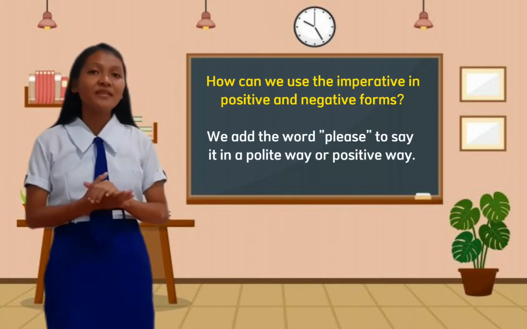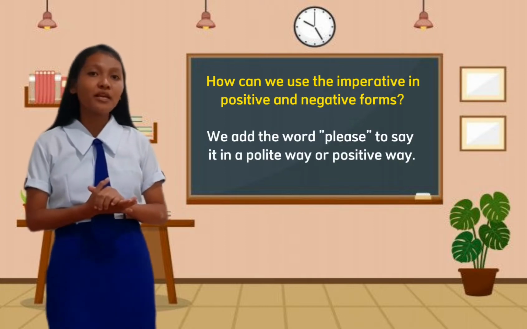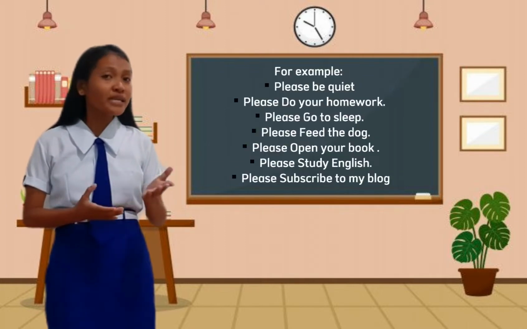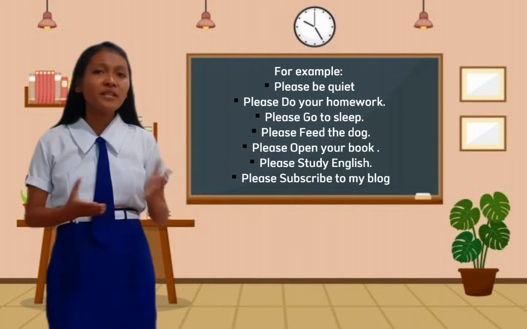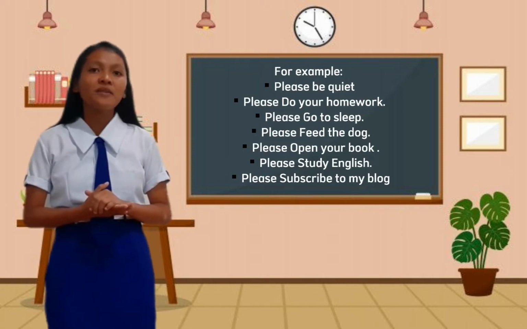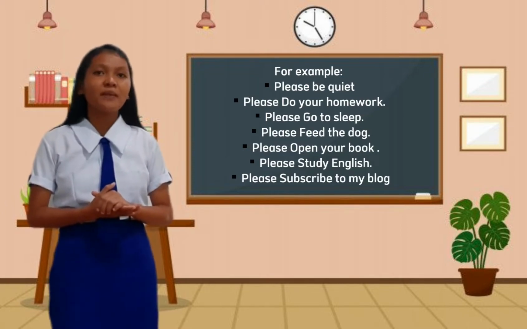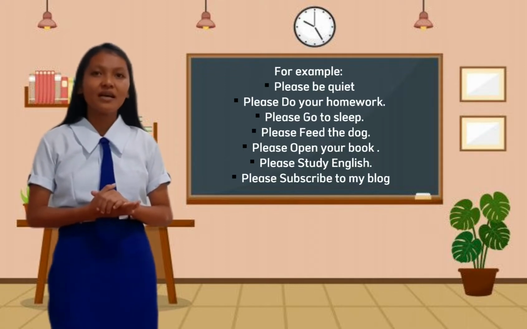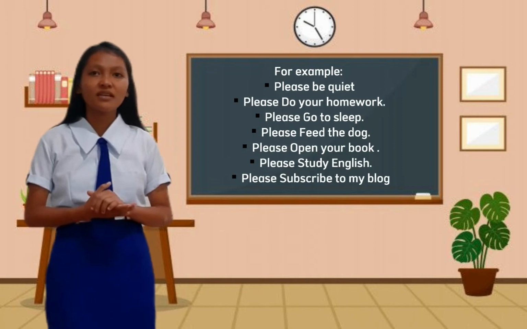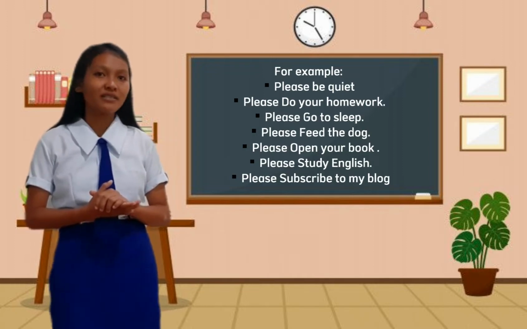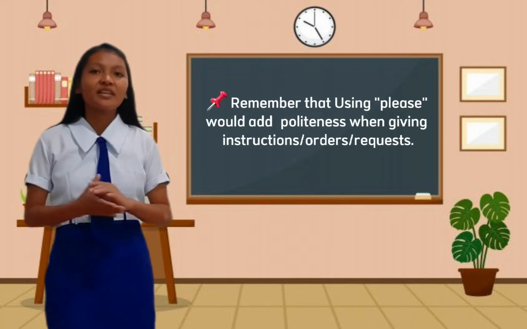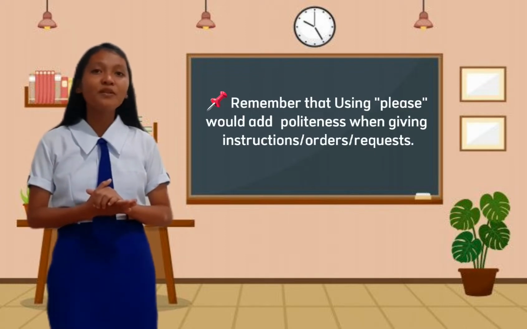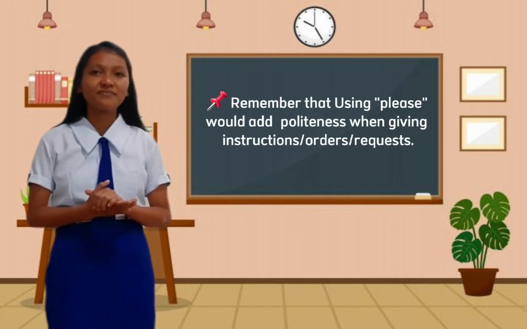We add the word please to say it in a polite or positive way. For example, please be quiet. Please do your homework. Please go to sleep. Please feed the dog. Please open your book. Please study English. Please subscribe to my blog. Remember that using please would add politeness when giving instructions, orders, and requests.